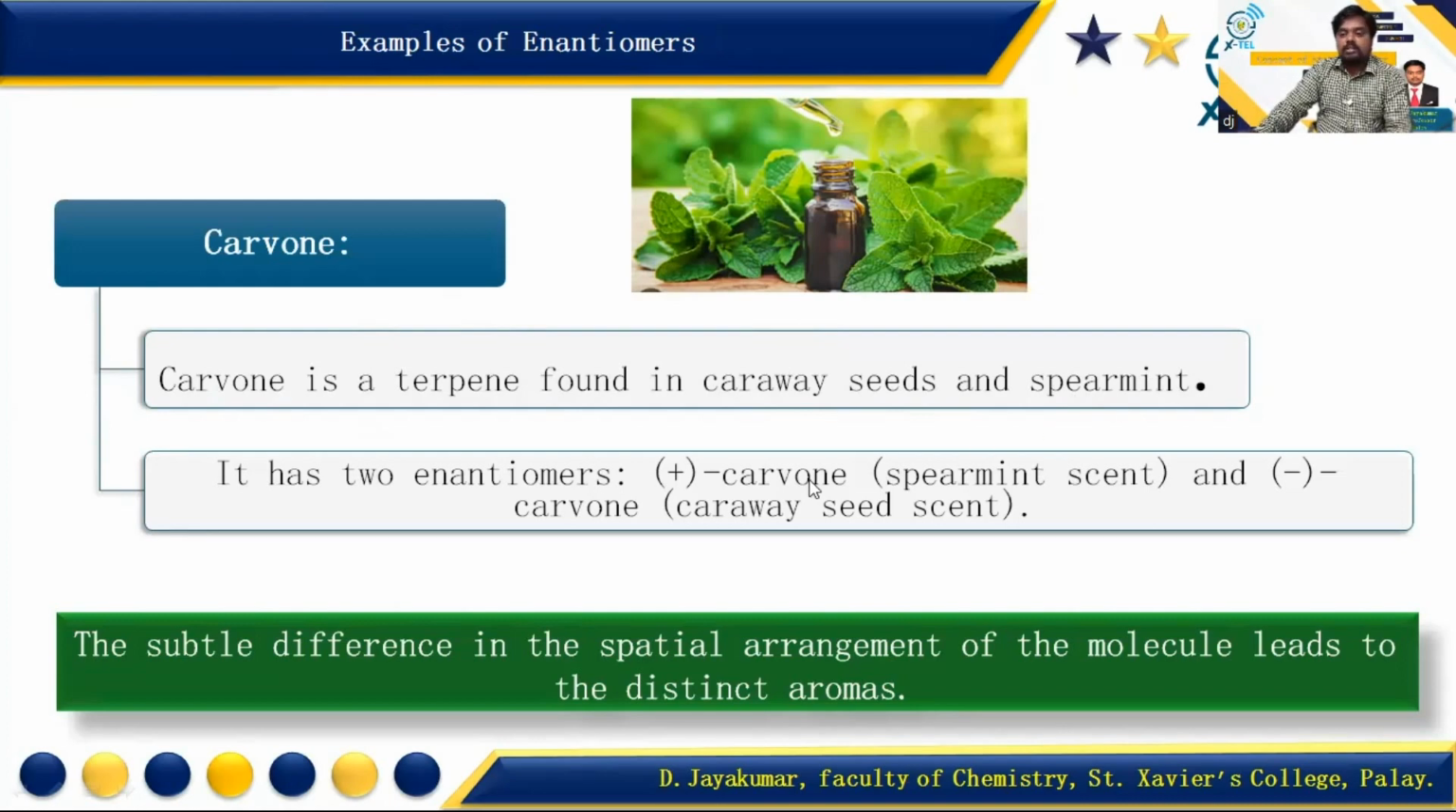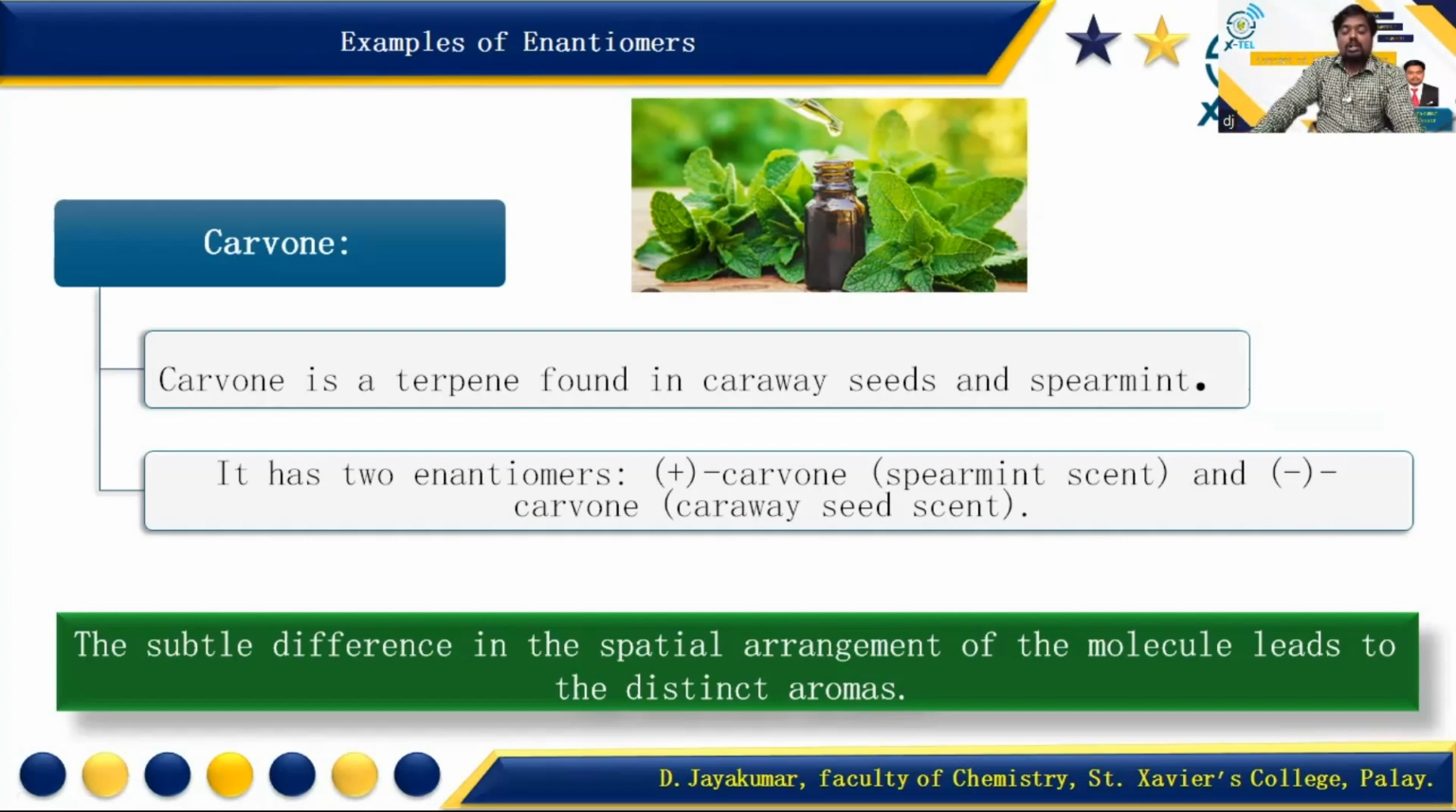However, it exists in the form of two stereoisomers, specifically enantiomers, such that one is called plus carvone for the reason that it will rotate the light to the right and the other one to the left. That is, they both rotate the light in two different ways. And also, interestingly, one has a spearmint scent while the other has a seed scent. So these are the two differences between the two molecules.